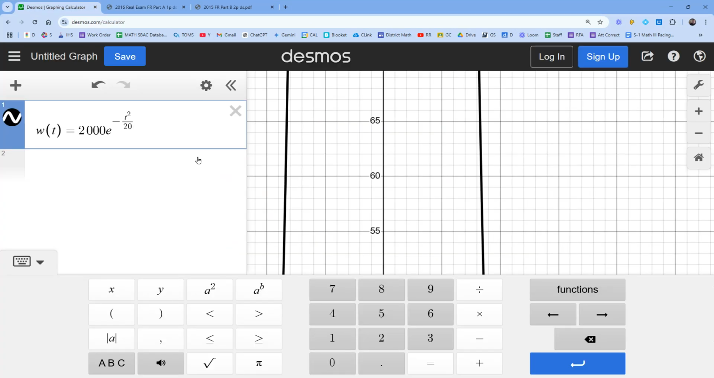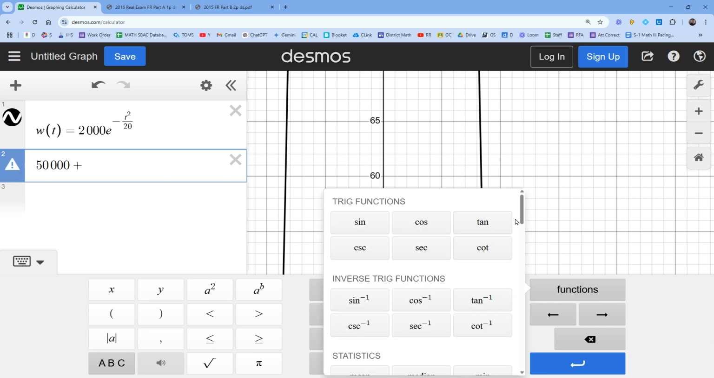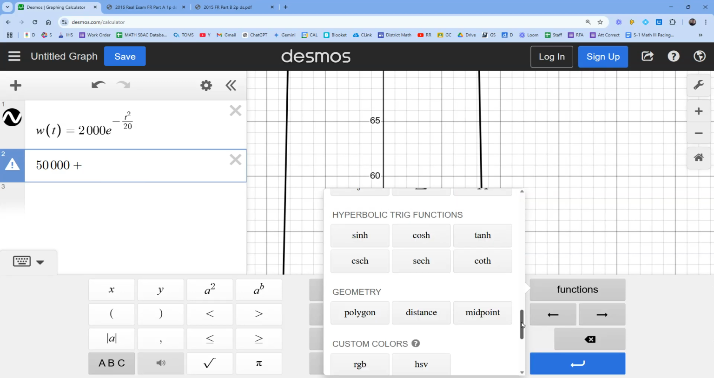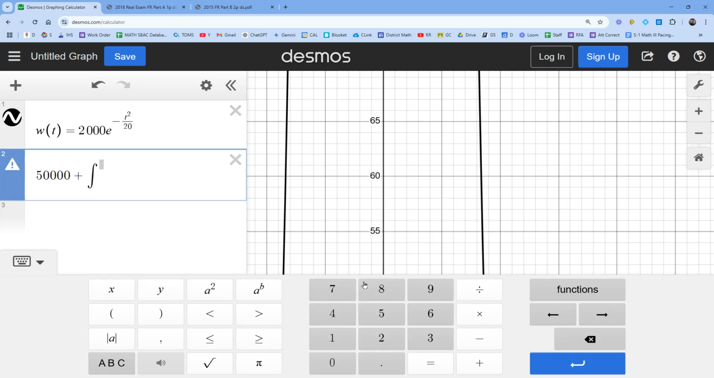So there's my equation. You can press pause if I'm ahead of you, but I typed the equation in already. That's for water going in. Then I'm going to type in 50,000 plus, I'm going to integrate. So I'm going to go down here to calculus and integrate from 0 to 8. And I don't have to retype it in. I'm just going to call it R at T dT.